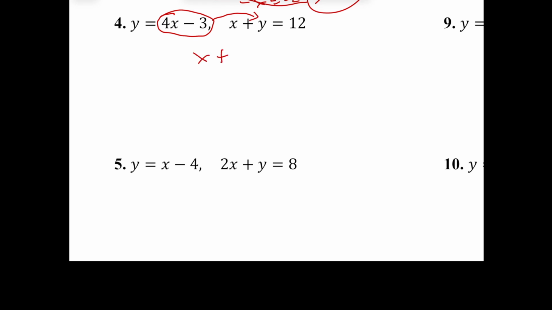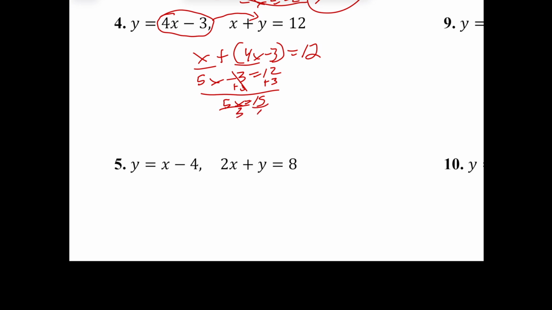So x plus 4x minus 3 equals 12. Here the parenthesis doesn't matter because the only thing in front of the parenthesis is a plus sign. But what if it was a negative sign? Then you'd have to distribute to both the 4x and the 3. That's why we want to do the parentheses. But here we're just going to collect like terms, which gives me 5x minus 3 equals 12. When I add 3 to both sides, I get 5x equals 15. I'm going to divide both by 5, and I get x equals 3.